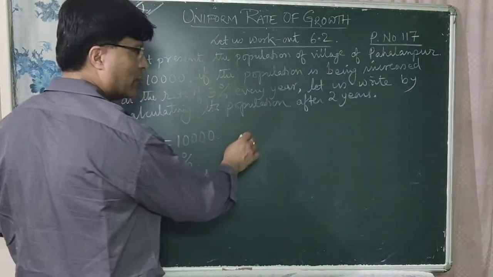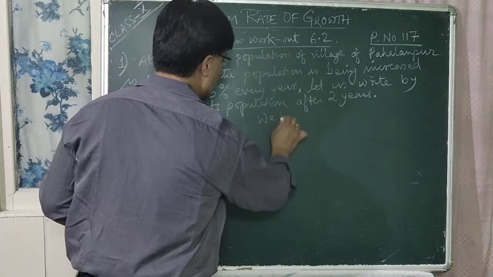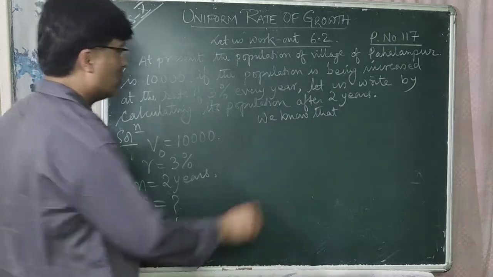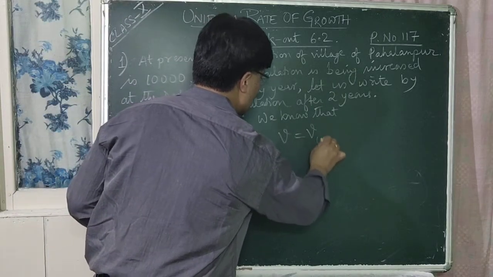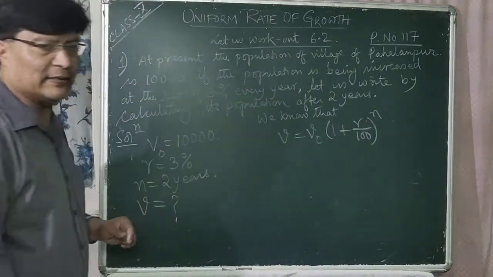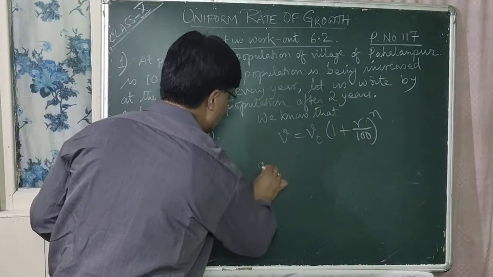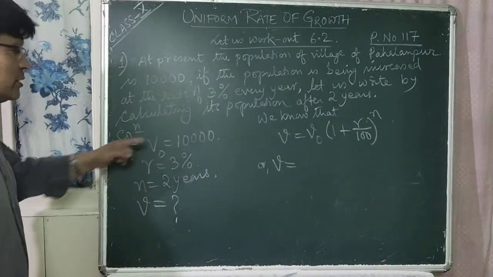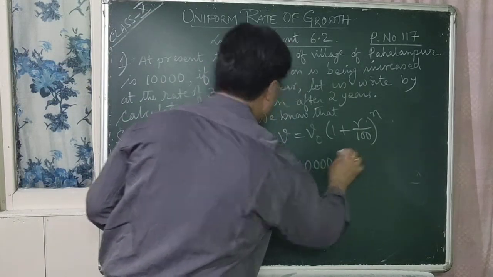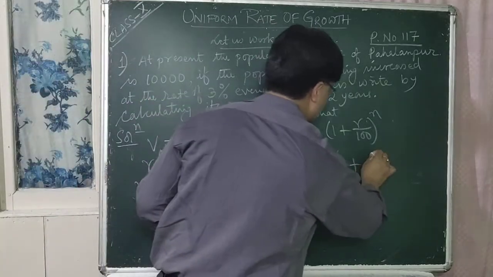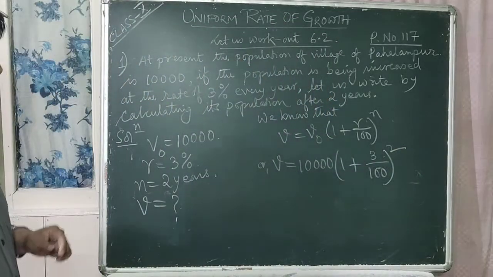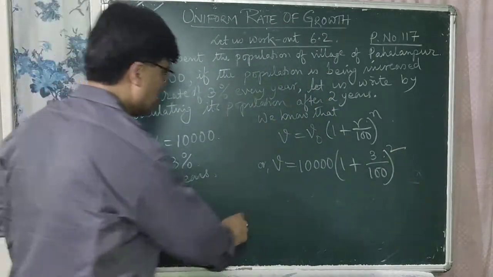So right now, what is the formula? Increasing means plus. We know that V is equal to V0 within bracket 1 plus R upon 100 whole to the power n, right? So V is equal to, what is V0? V0 is 10,000 within bracket 1 plus, what is the value for R here? 3 divided by 100 whole square. Is that clear now? So let's simplify it.